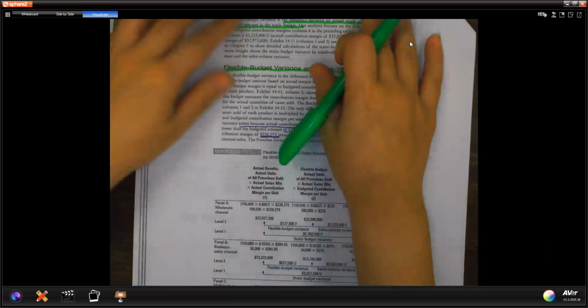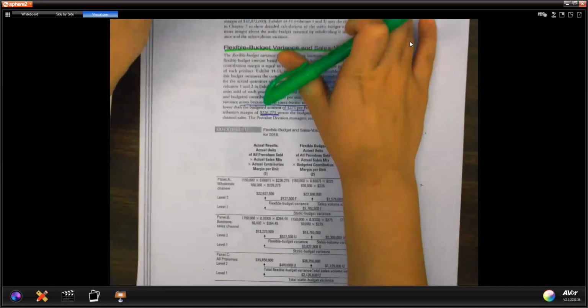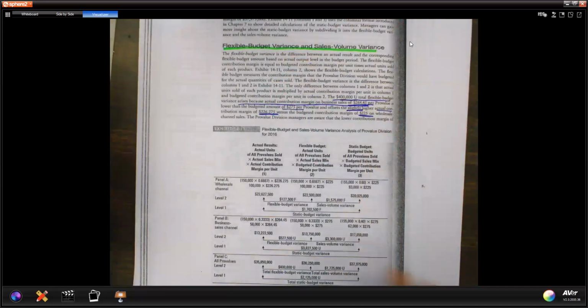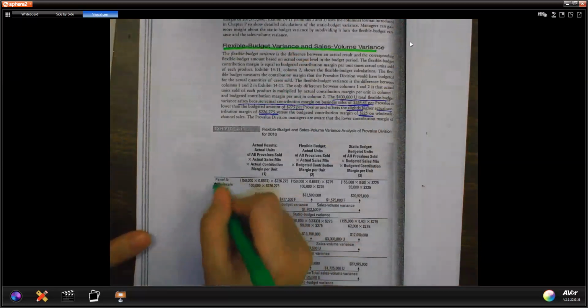So remember, we have 2 products, right? We have 2 channels. We have 2 departments. I'm looking at the textbook, right? The first one is called the wholesale channel, the second one is called the business sale channel. In the textbook, in our class, I just did all the numbers. I didn't really explain too much.